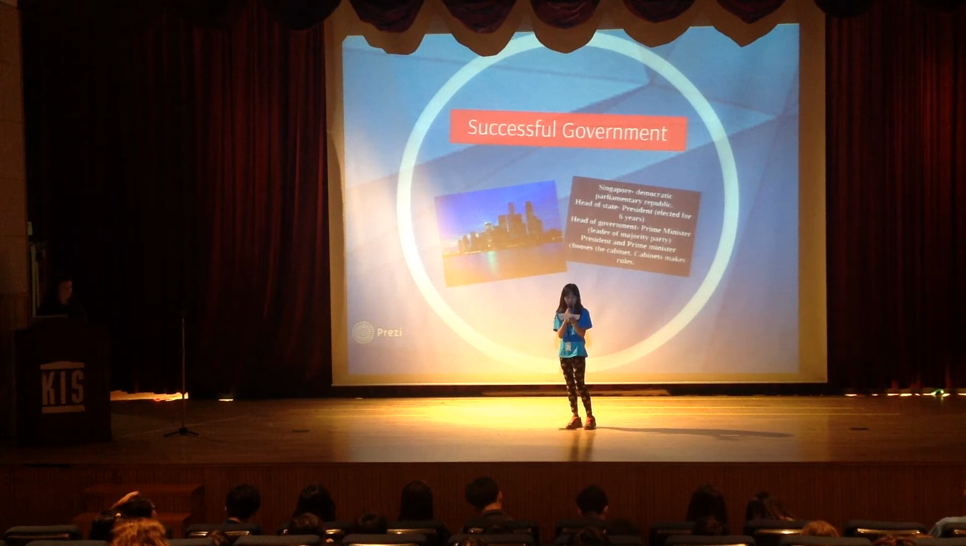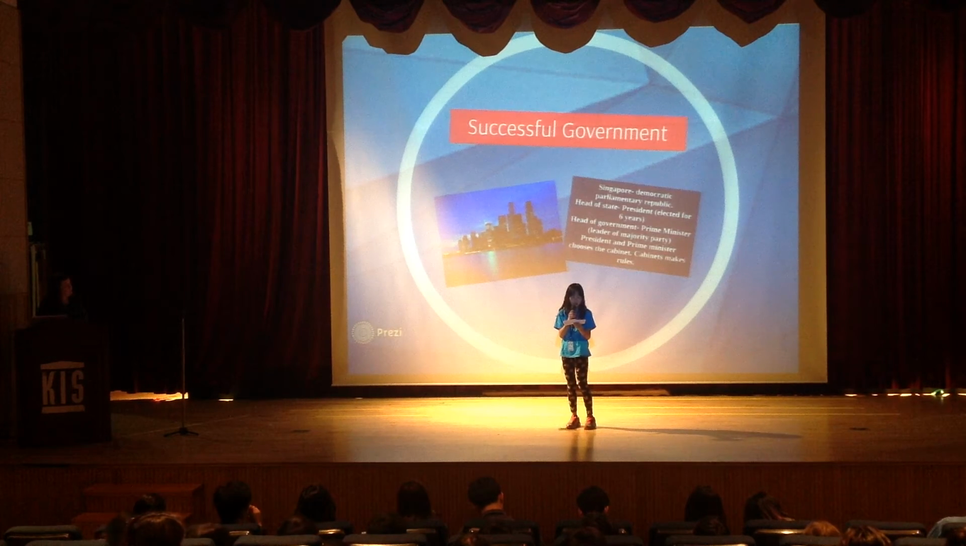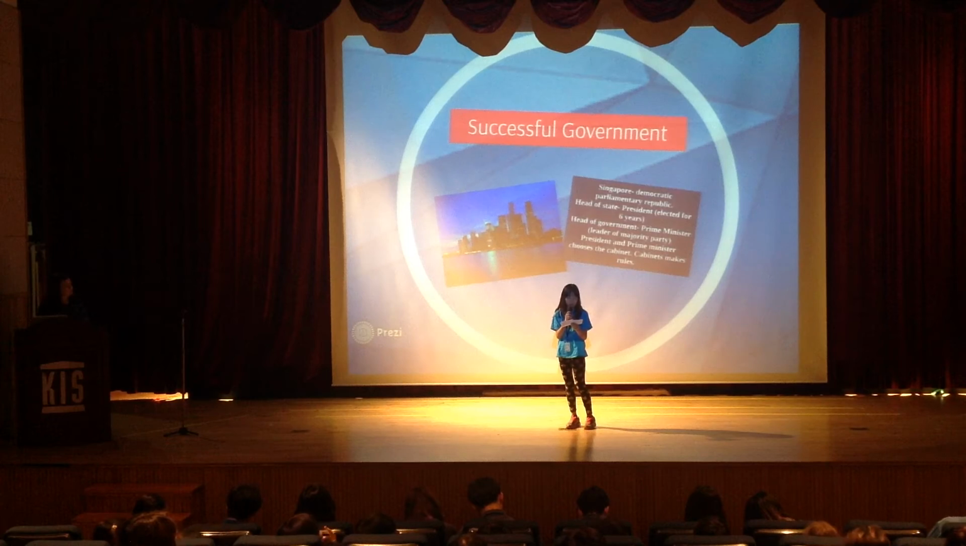The head of the state is the president, who is elected for 6 years. The head of the government is the prime minister. The prime minister is a leader of the majority party. The president and prime minister chooses the cabinet to make the rules.